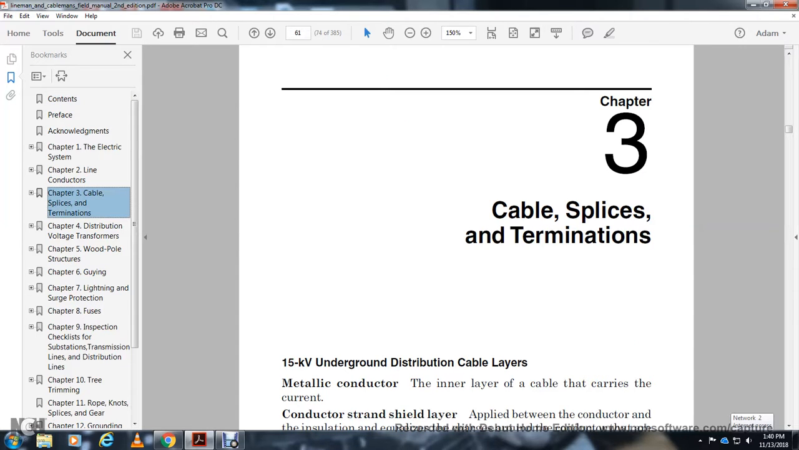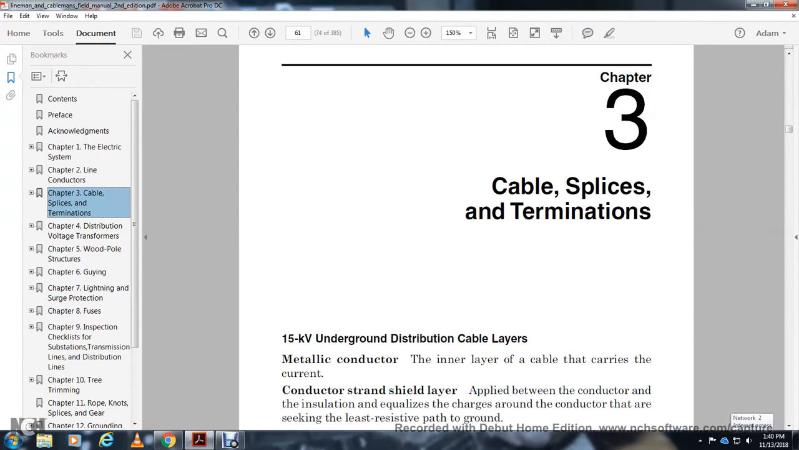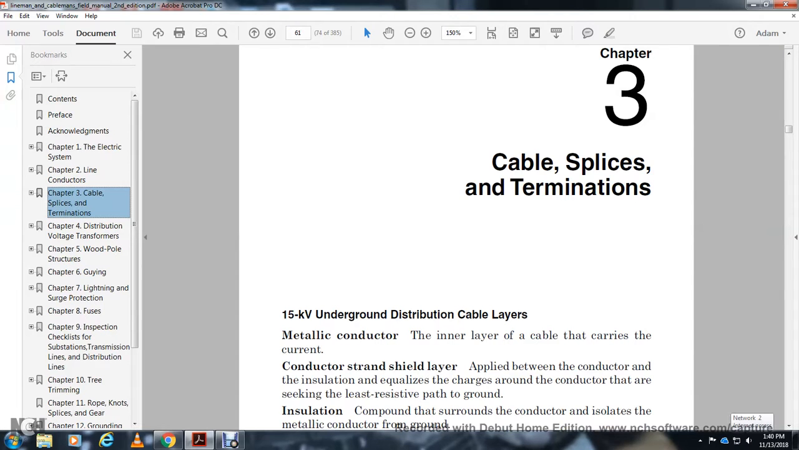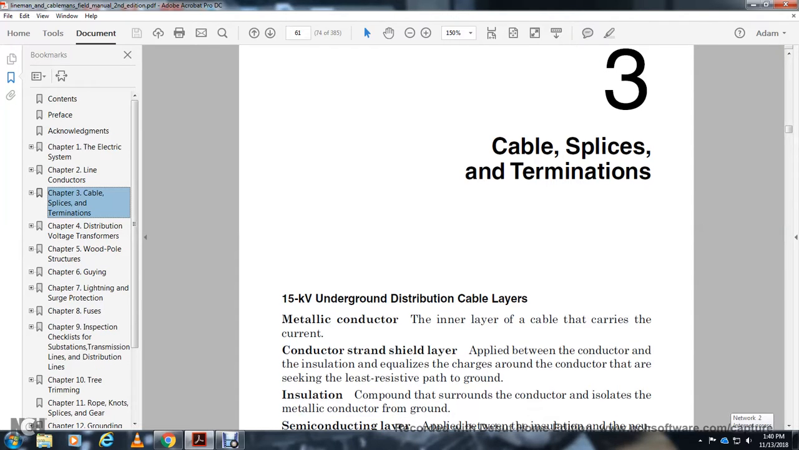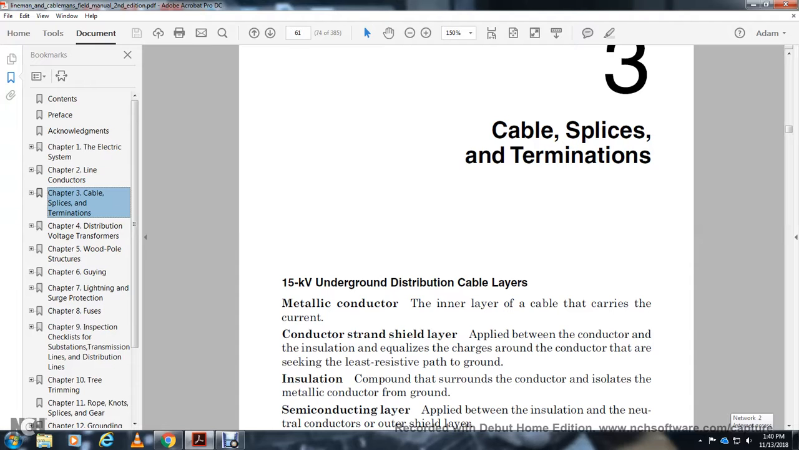Chapter 3, cable splices and terminations. A 15 kilovolt underground distribution cable has layers. The metal conductor is the inner layer, which carries the current. The conductor strand shield is the layer between the conductor and the insulation; it equalizes the electrical stress around the conductor, which is seeking a less resistive path to the ground.